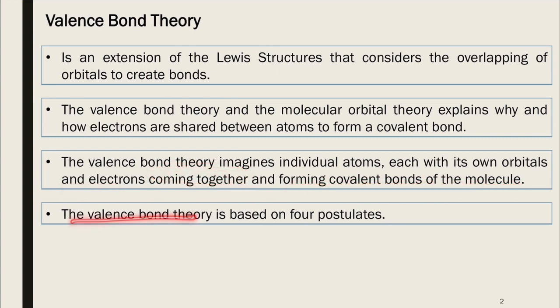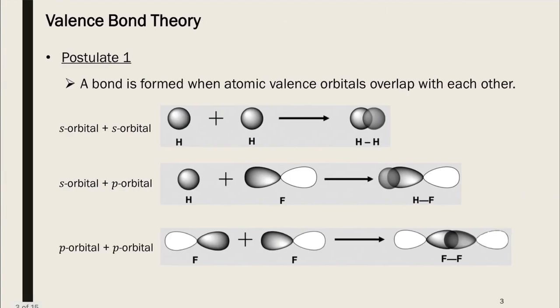Therefore, the valence bond theory is based on four postulates. The first postulate states that a bond is formed when atomic valence orbitals overlap with each other. So the overlapping could happen between s orbital and s orbital. Okay. Ataupun overlapping itu boleh berlaku di antara s orbital dan juga p orbital. Ataupun overlapping itu boleh berlaku di antara p orbital dan juga p orbital.